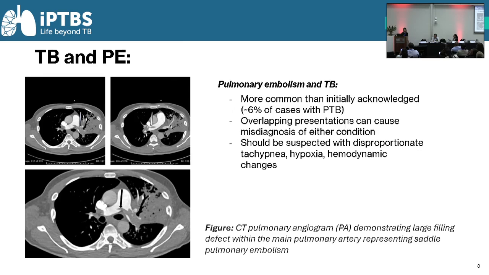Approximately 6% of cases with pulmonary TB will have a pulmonary embolus, and this is much more common than was previously recognized. Overlapping presentations of both diseases may cause misdiagnoses and worsened acute presentations.